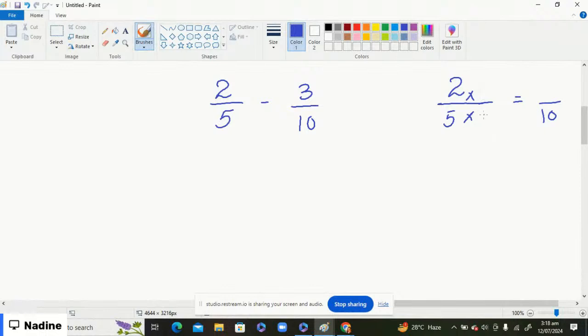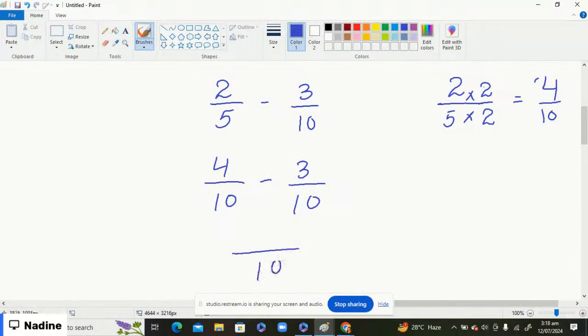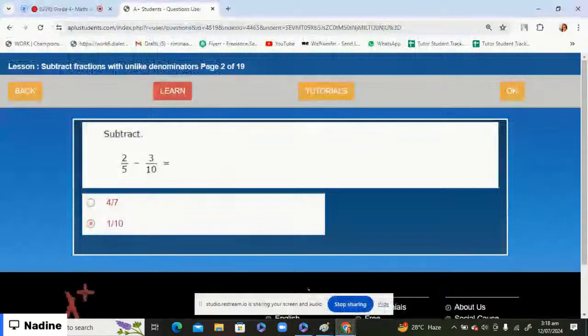2 times 5 is 10, and 2 times 2 is 4. So 2 is multiplying as well as 2 is dividing. Now just putting in place of 2 by 5 is 4 by 10. Then it's minus 3 by 10. When we check, 10 is here, then it's 4 minus 3. 4 minus 3 is 1 over 10. So 1 by 10 is the answer.